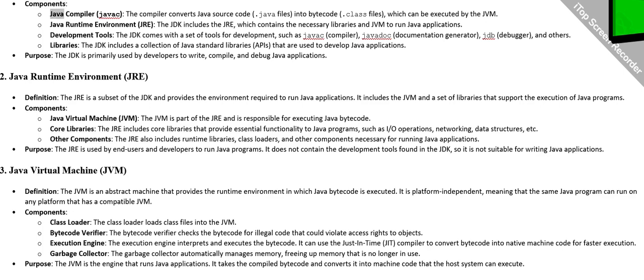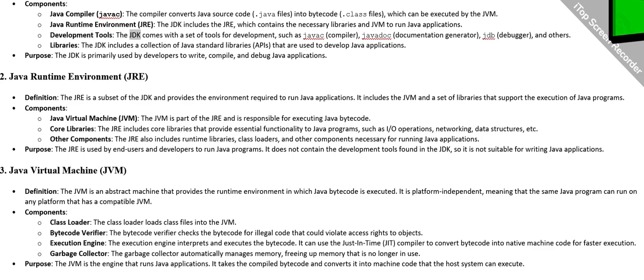Components. Java compiler, Javac. The compiler converts Java source code, .java files, into bytecode, .class files, which can be executed by the JVM. Java Runtime Environment, JRE. The JDK includes the JRE, which contains the necessary libraries and JVM to run Java applications.